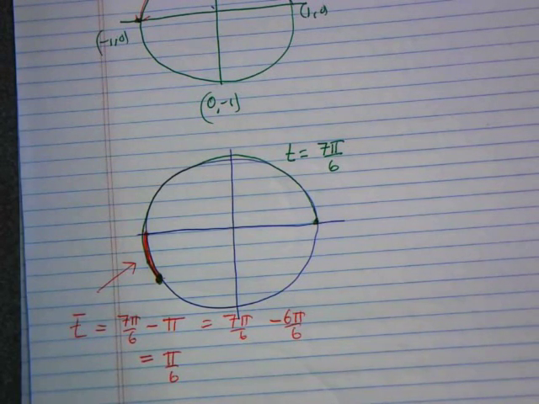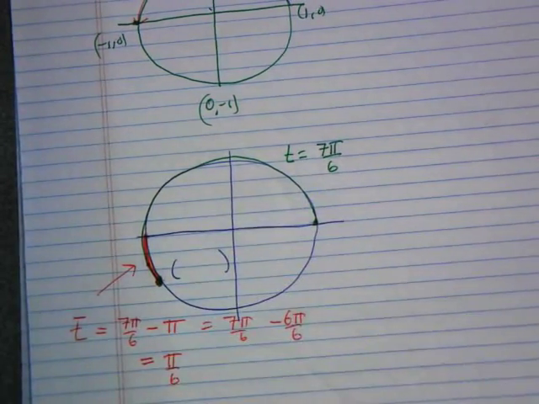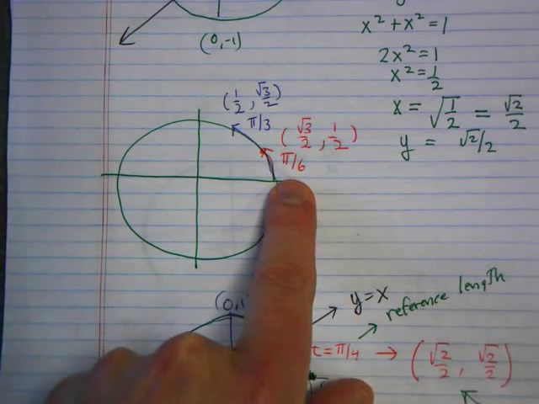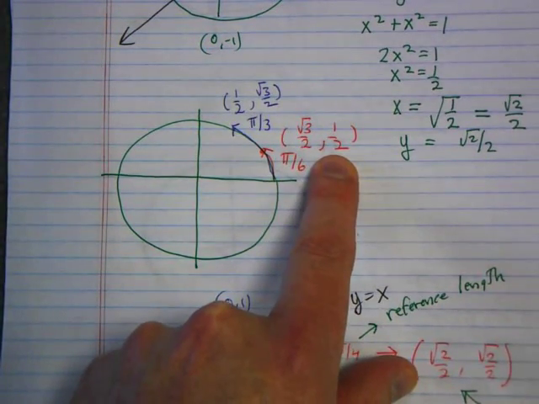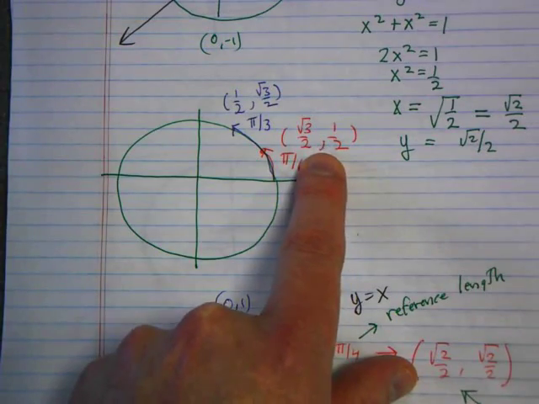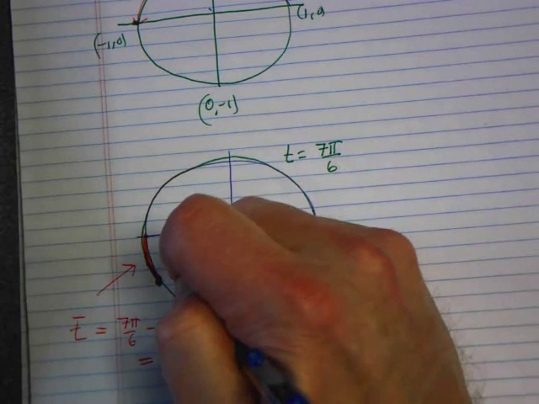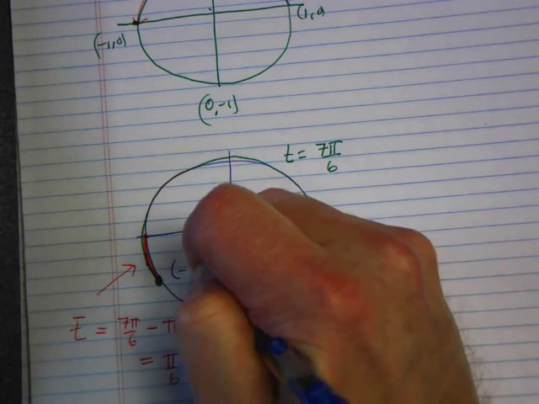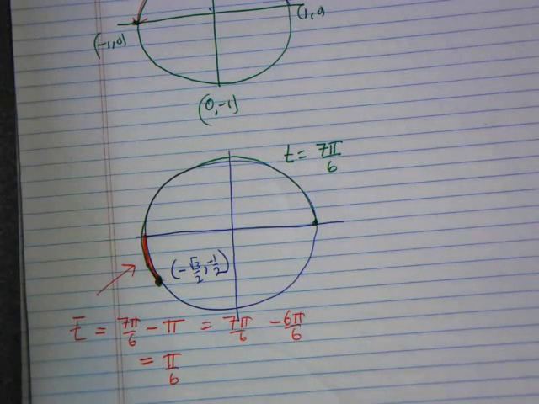Now we can find this terminal point. We look at our chart. We look at our pi over 6. Pi over 6 had square root of 3 over 2 and 1/2. So what's going to be different down here in quadrant 3? They'll both be negative. So it'll be negative square root of 3 over 2 and negative 1/2. Questions on that?